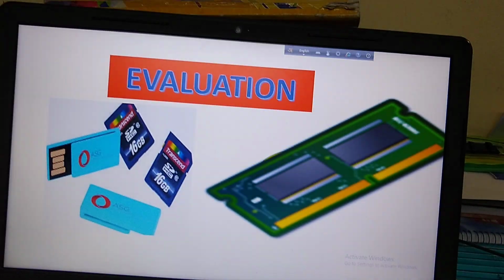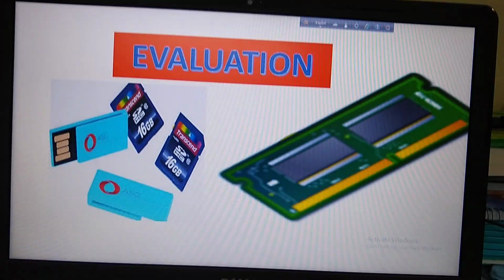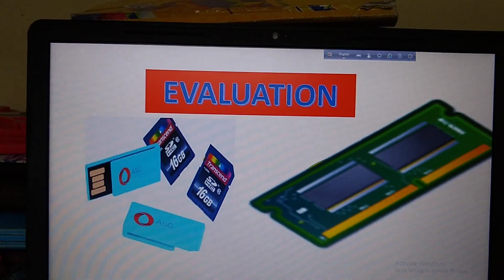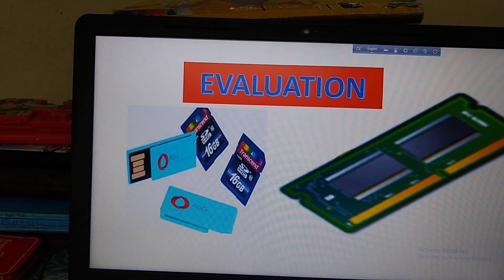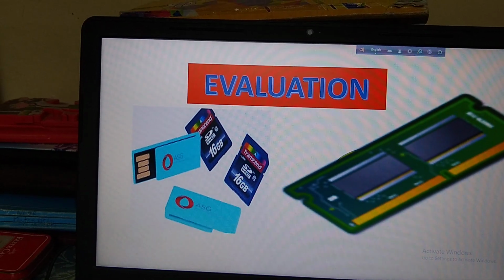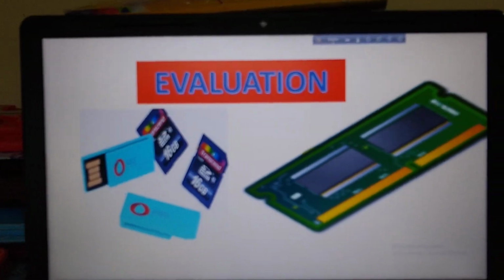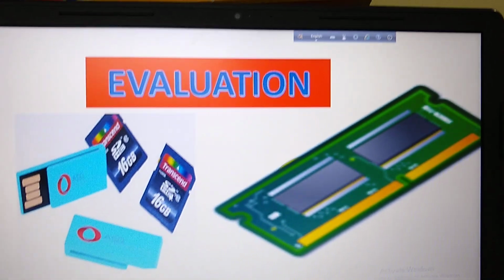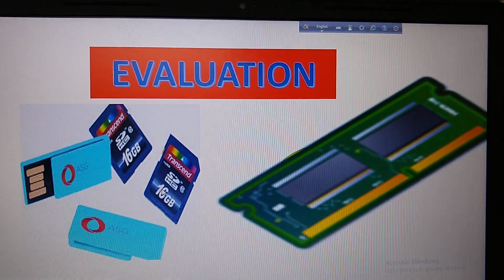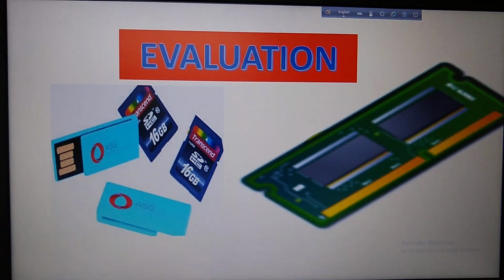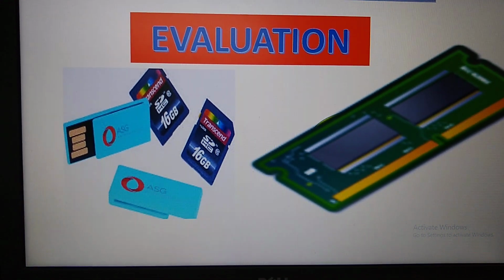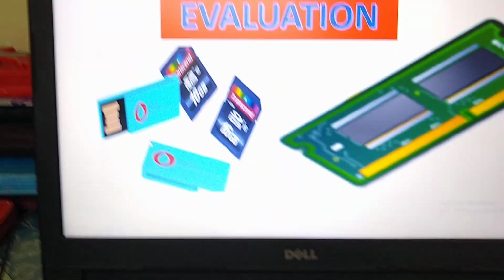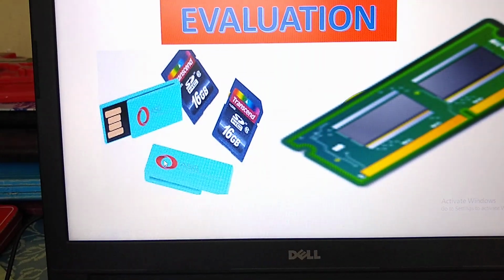Then let us do some evaluation of what you understand. Have you understood my today's class properly? And there are two pictures in this slide, these two pictures on the right side and left side. Okay, let us see this left side. There are 4 pictures. These are a 16 GB SD card, and there are another 2 memory cards.